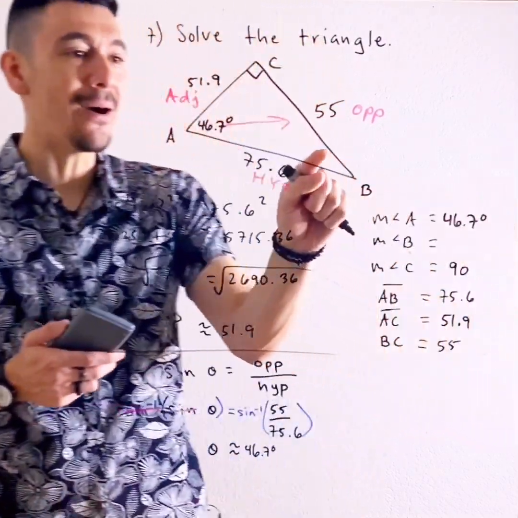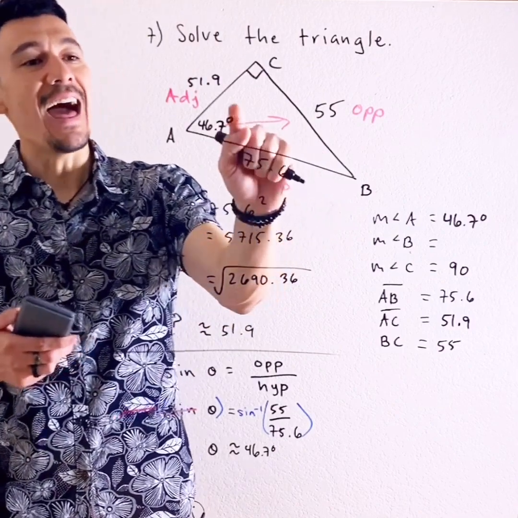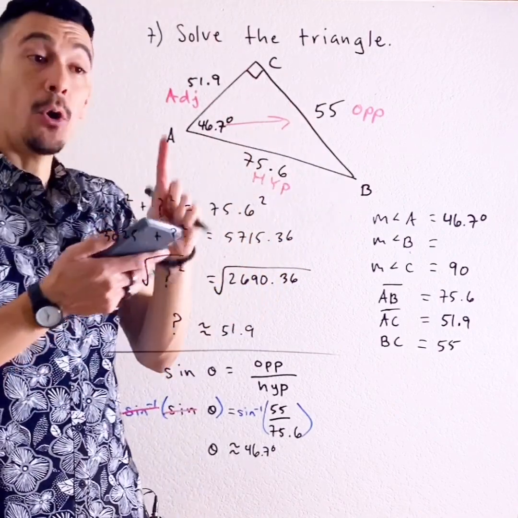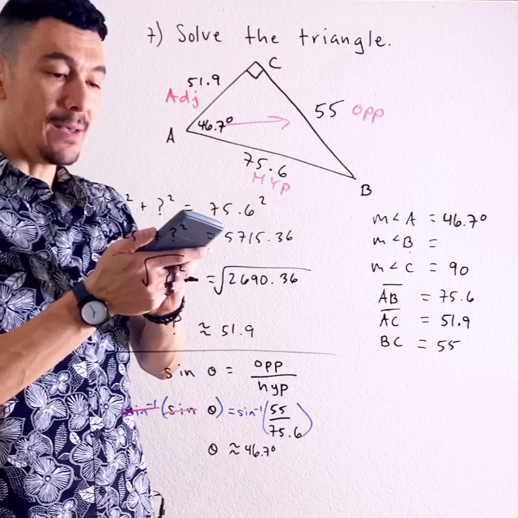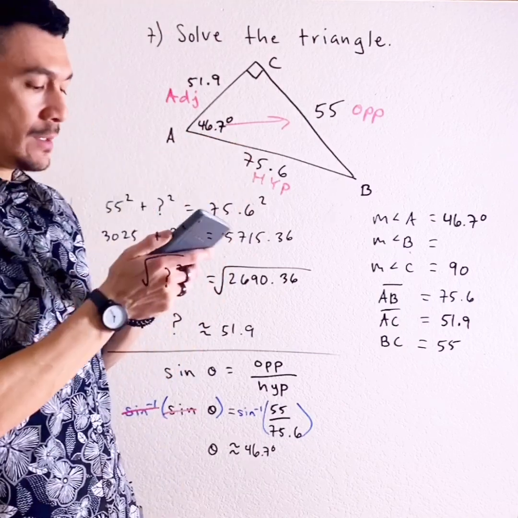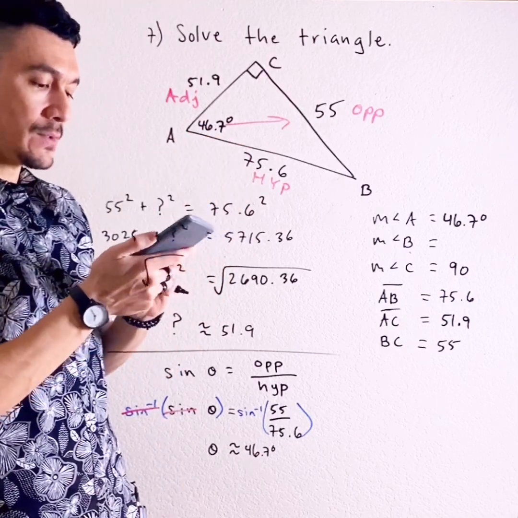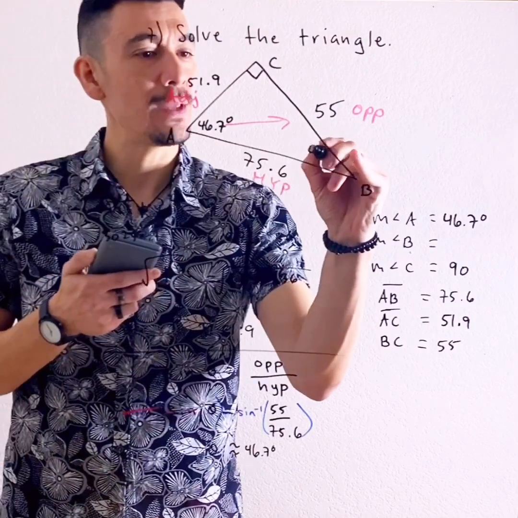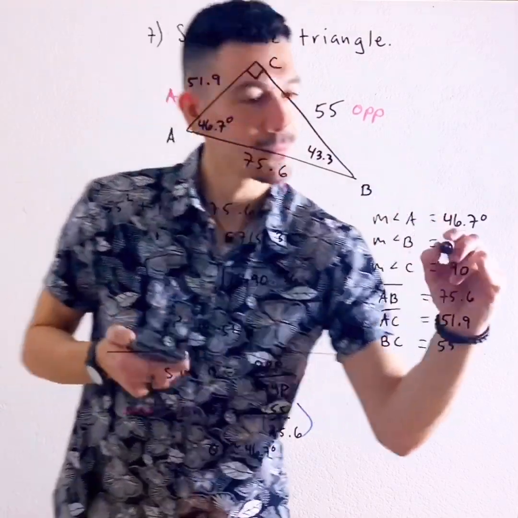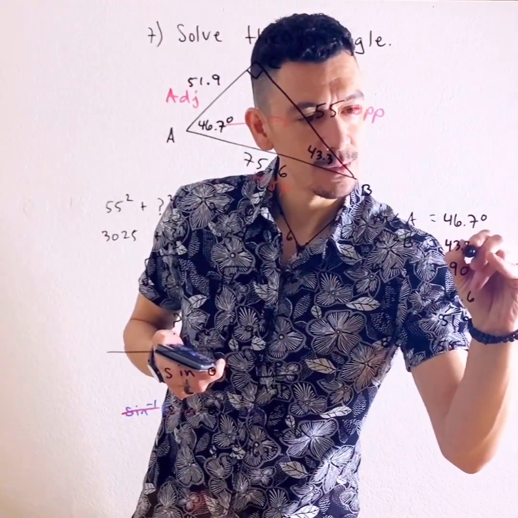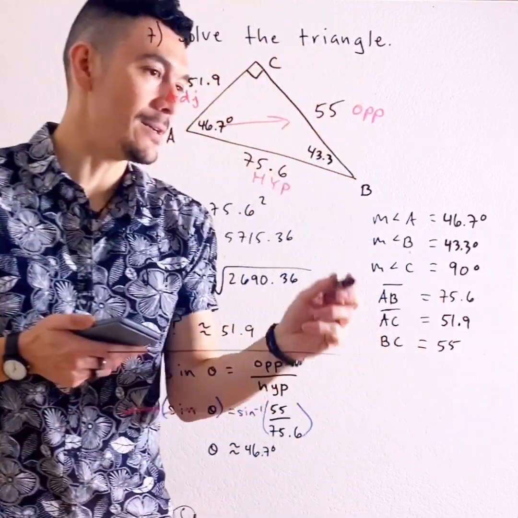And now we know how to find this one really quickly. Add these and subtract from 180. Or just type in 90 minus this, because that's how that works. And that is 43.3 degrees. We are done.